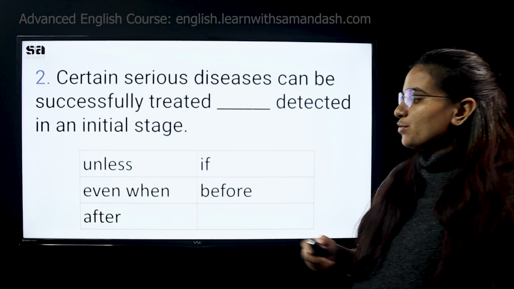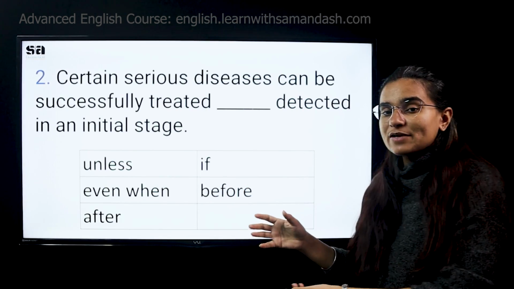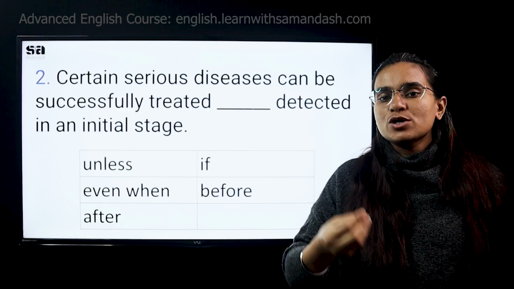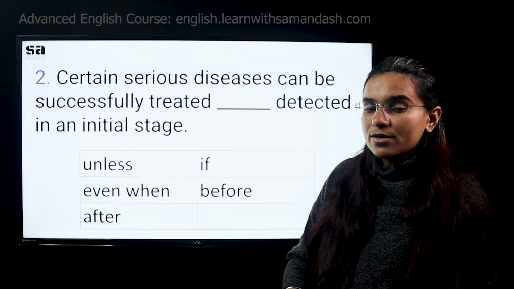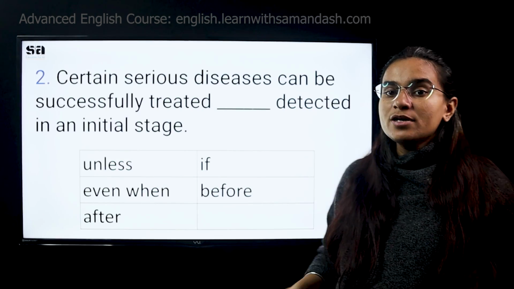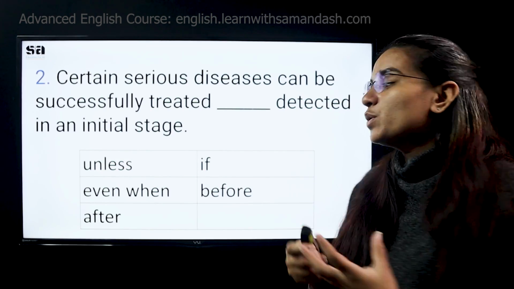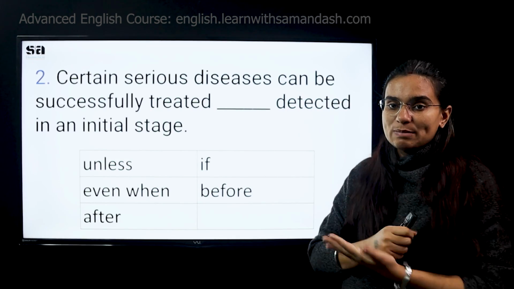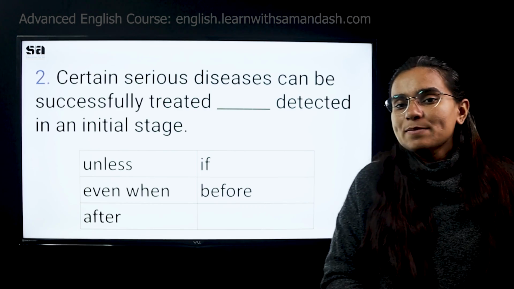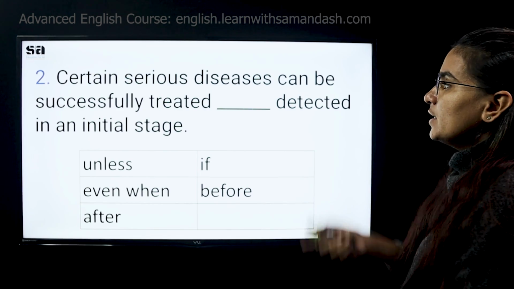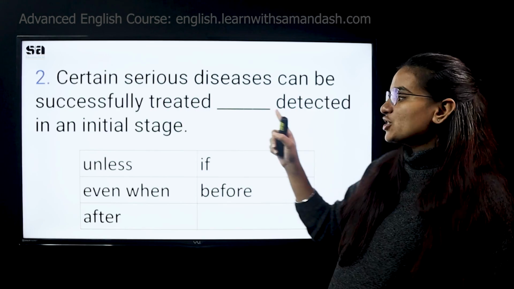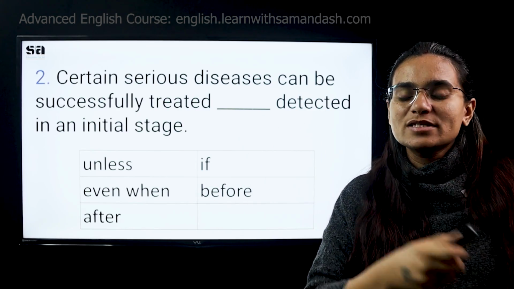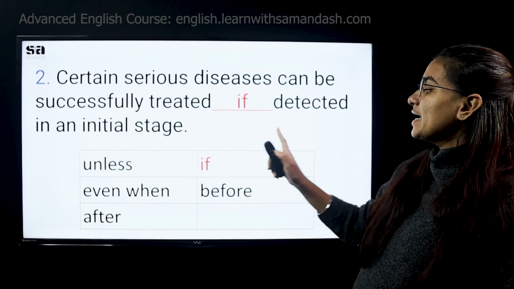You will be surprised to know that the options that we have are a combination of multiple concepts in English grammar. We have a few prepositions here, we have a few conjunctions here. So you have to think of an answer which will definitely fit into this blank. Okay, take your time quickly and find the answer. Certain serious diseases can be successfully treated dash detected in an initial stage. So the answer is if.